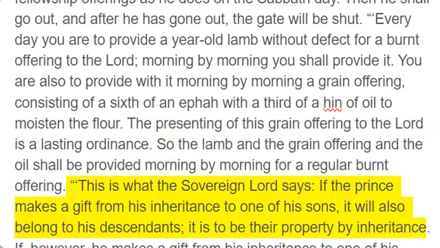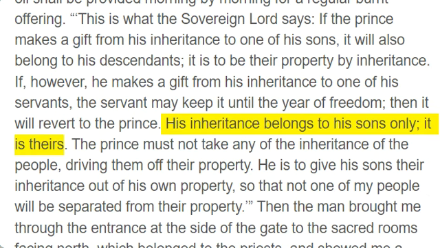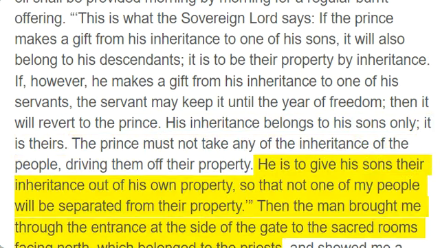This is what the sovereign Lord says: if the prince makes a gift from his inheritance to one of his sons, it will also belong to his descendants, it is to be their property by inheritance. If, however, he makes a gift from his inheritance to one of his servants, the servant may keep it until the year of freedom, then it will revert to the prince. His inheritance belongs to his sons only, it is theirs. The prince must not take any of the inheritance of the people, driving them off their property. He is to give his sons their inheritance out of his own property, so that not one of my people will be separated from their property.